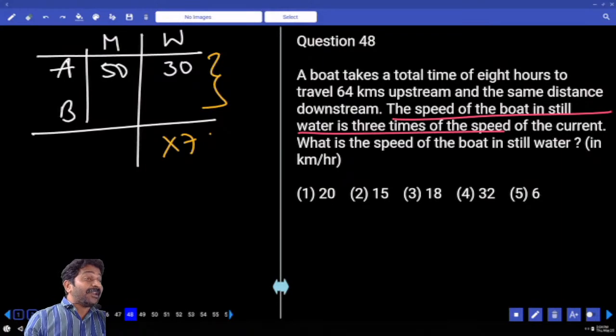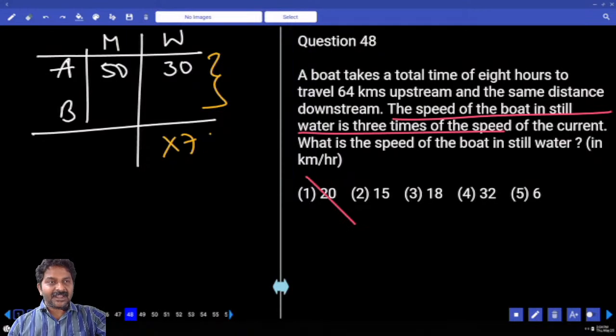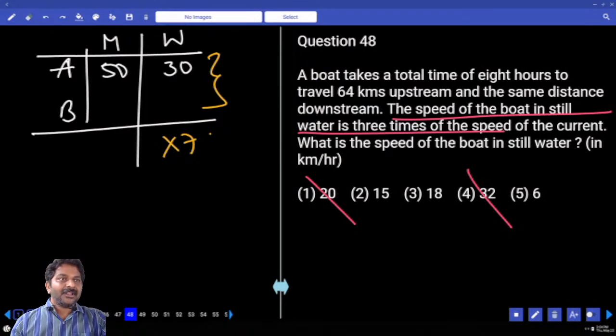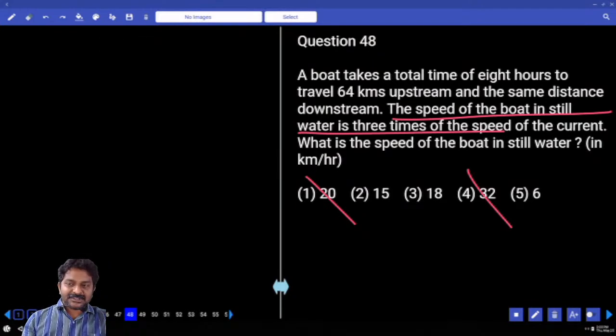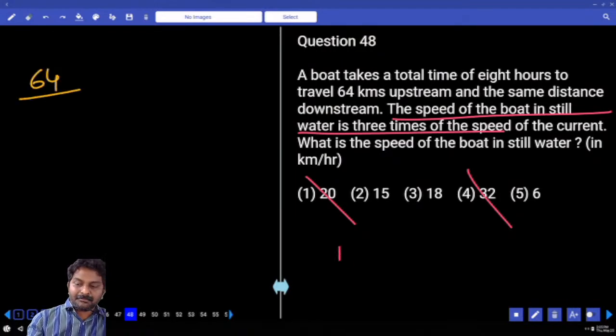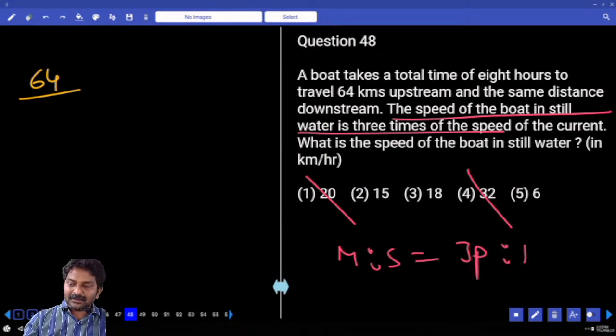Speed of the boat is how many times they said? Should be what multiple? Can it be first option, second, third, fourth, fifth? Like that, if you can eliminate 4 options, you are done. But you could eliminate only 2 options. Yes or no? Right. So now to cover 64 kilometers, man speed to stream speed ratio, they said 3:1.